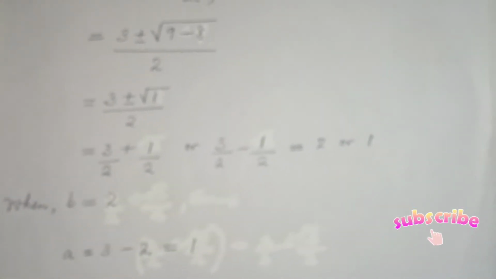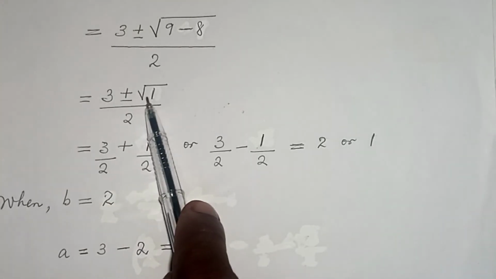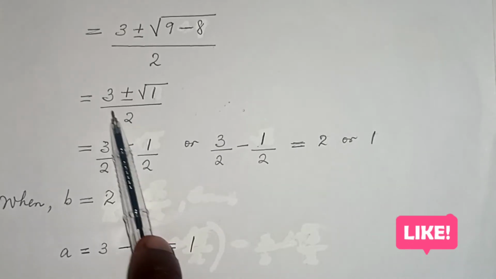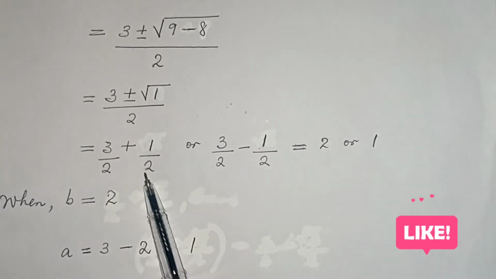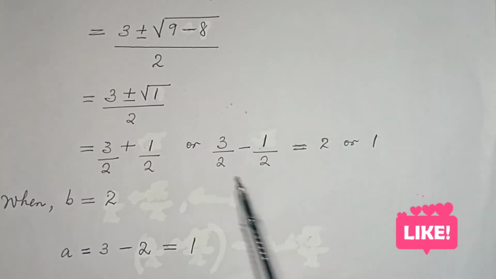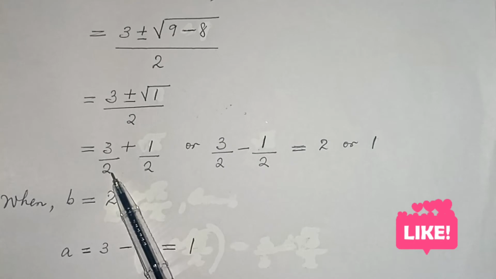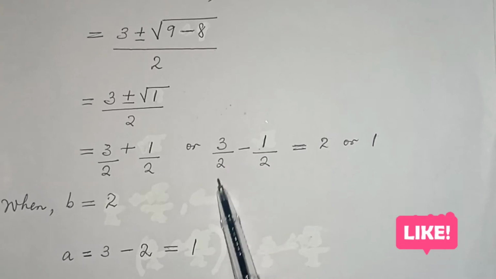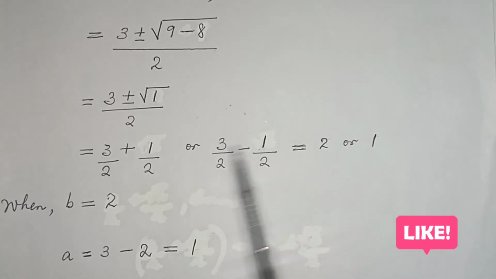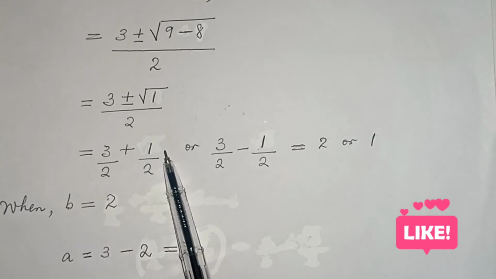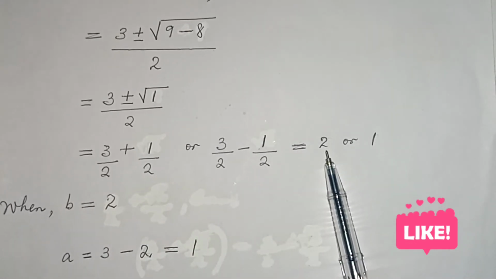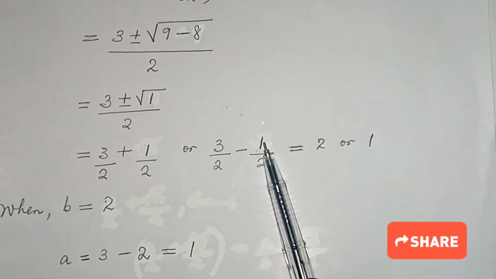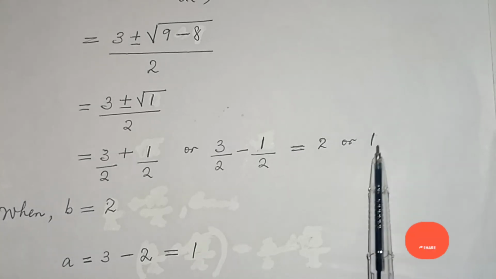So it ends up giving us 3 plus or minus square root of 1 all over 2, and the square root of 1 is 1. So that gives us 3 over 2 plus 1 over 2, or 3 over 2 minus 1 over 2. And simplifying this, 3 over 2 is 1 1/2. Okay, sorry, this was 3 over 2, which is 1 1/2 plus half, giving you 2. That is 4 over 2, and 4 over 2 is 2. So in the second case, 3 over 2 minus half is 1 1/2 minus half, which is 1.